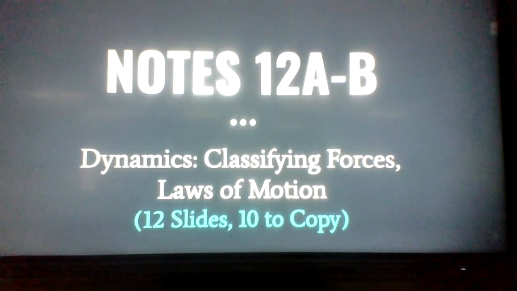Moving on in our physics lessons, we will now talk about dynamics, which means forces, a few different kinds of forces, and Newton's laws of motion and how those forces cause a change in our current state of motion. So notes 12AB, dynamics. There is math in here, so get ready. Here we go. What kinds of forces are we talking about?